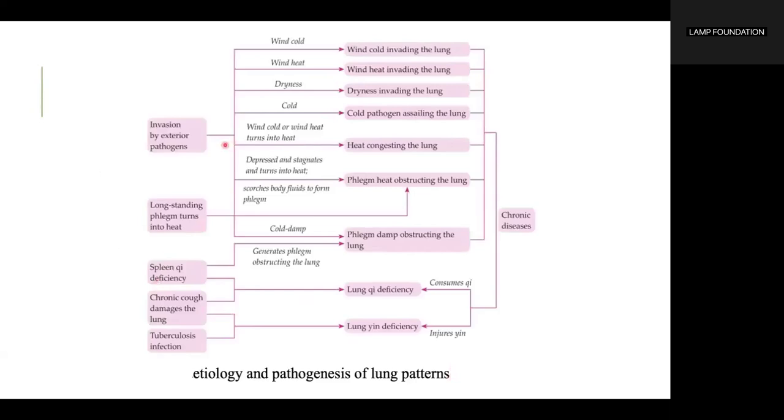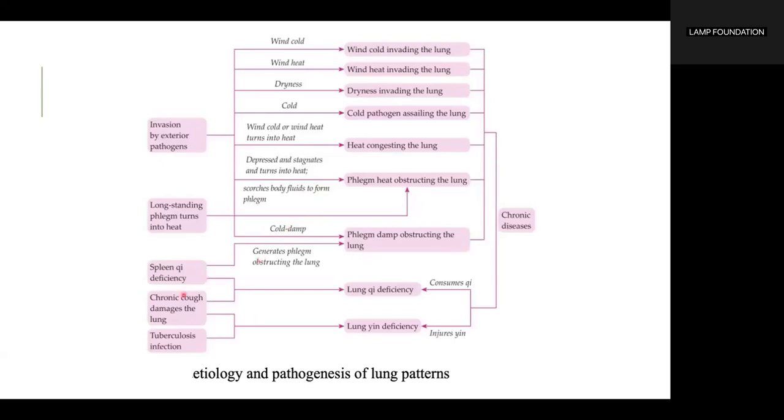So for invasion by exterior pathogens, we have wind cold, wind heat, dryness, cold, and wind cold or wind heat can turn into heat. A depressed and stagnated pathogen will turn into heat as well, so leading to phlegm heat obstructing the lung. Or these pathogens can scorch body fluids to form phlegm. Now, long-standing phlegm turns into heat, therefore leading to phlegm heat obstructing the lung. Cold damp, coupled with spleen-qi deficiency will lead to phlegm damp obstructing the lung.